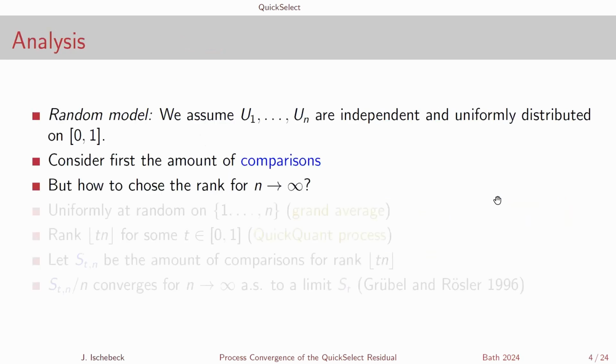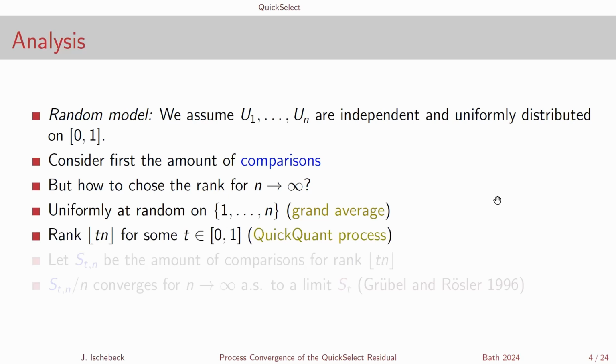Okay. To analyze this, we have to choose a random model. And we just say that the u1 to un are independent. We could, in reality, use any distribution, but uniform on [0,1] will make our life easier. And what we want to consider first is the amount of comparisons that we have to do. So the last input that we have to choose is the rank, and there we have different choices that we can make. One popular choice is a fixed rank, or to make the rank also random and choose it uniformly.